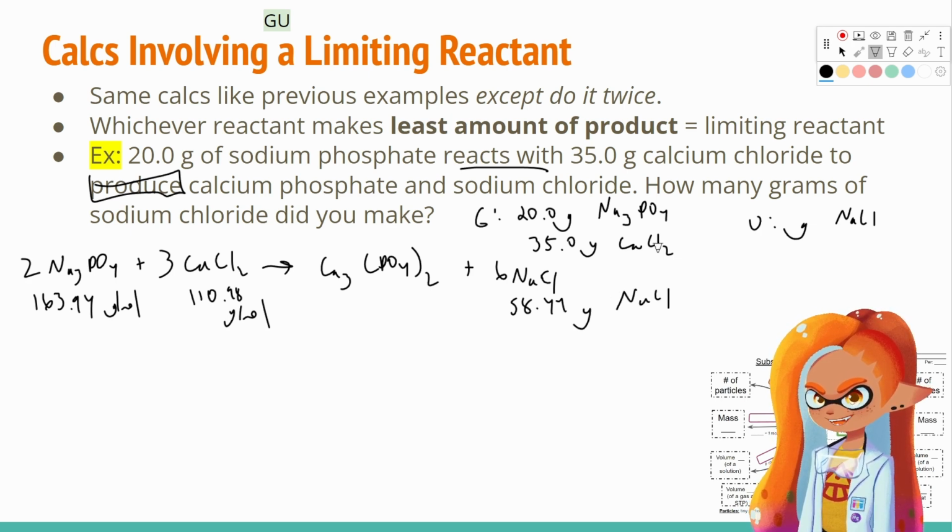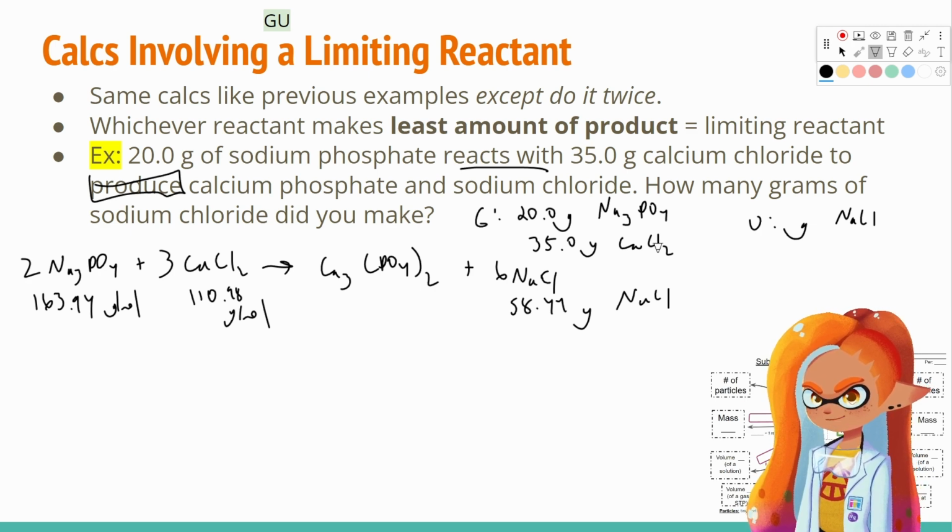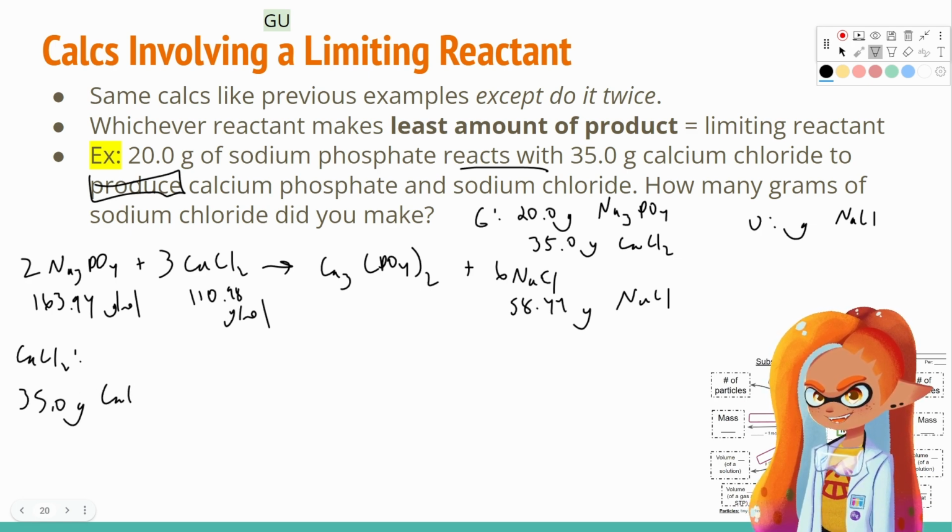So, like I said, you do the math twice. I'm going to show the work for one of them, and then the math is exactly the same, but you change the molar mass and stuff for the other reactant. So, for example, I could do the 35.0 grams of CaCl2. So this is the work for CaCl2. So I'm going to start off with my 35.0 grams of CaCl2.